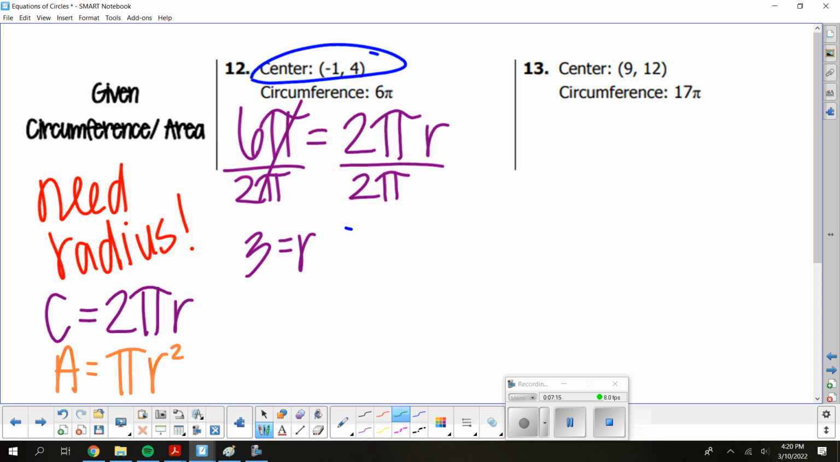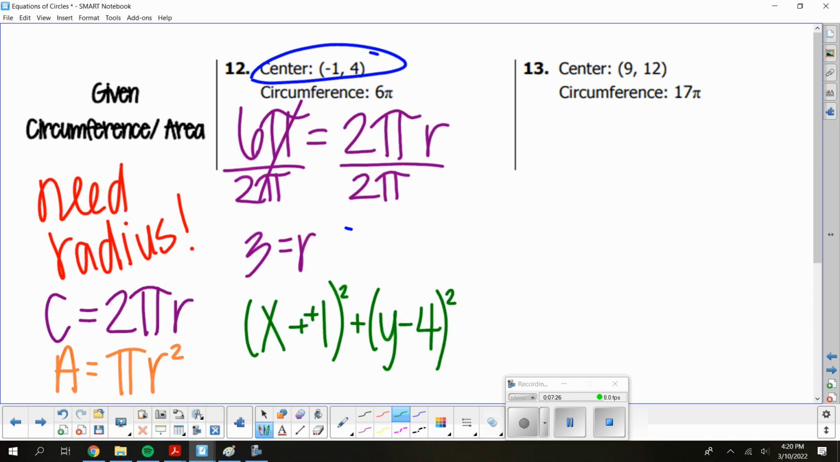So I'm plugging into my equation of my circle. X minus my x value, so minus 1 is positive, squared and added to y minus my y value, minus 4 squared. And then equals radius squared. So make sure we square this, and 3 squared is 9. Go ahead and pause the video and try number 13 and answer the puzzle when you are asked to.